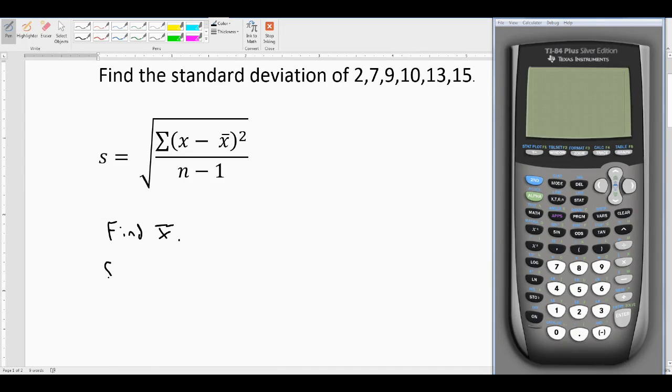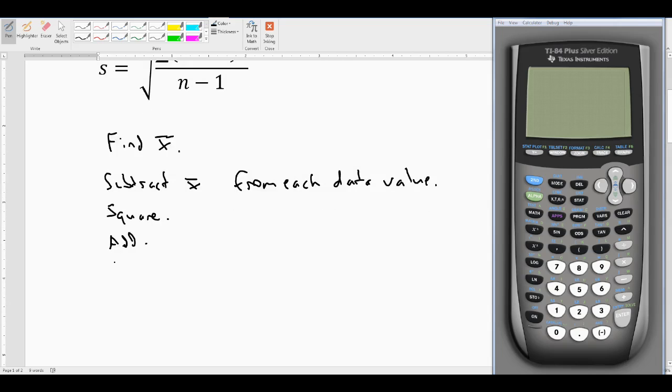And then from there, you're going to subtract the mean from each data value. And then you're going to square each of those results, add, divide by n minus 1, take the square root. That's what we're going to do.